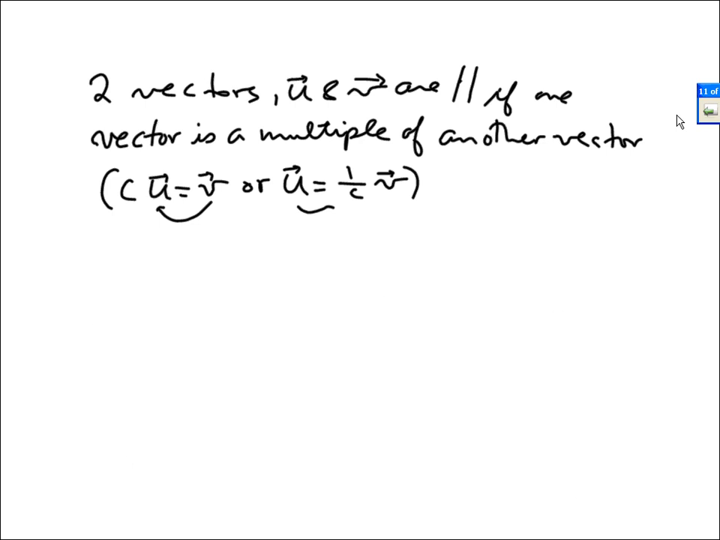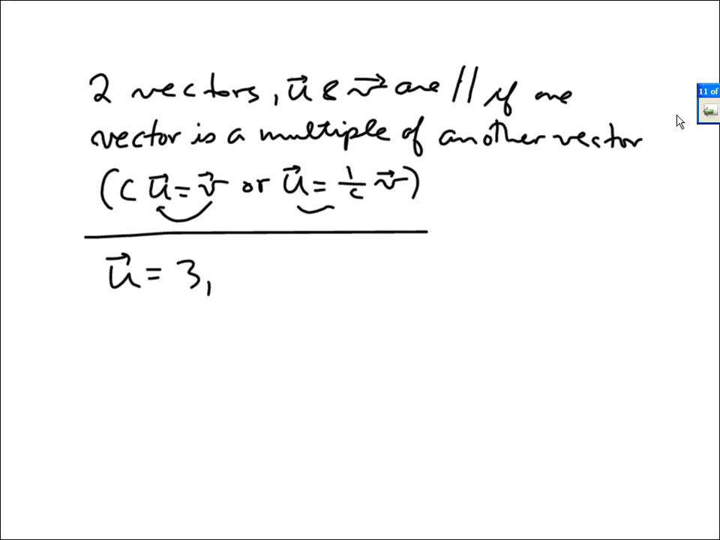So it doesn't matter whether you say U is a multiple of V or you say V is a multiple of U. They are... If you can say one vector is a multiple of another vector, then these two vectors are 100% parallel. So you might ask, are these vectors parallel?